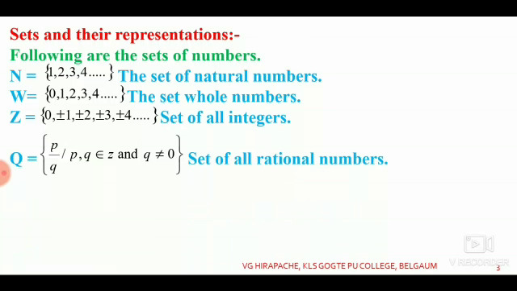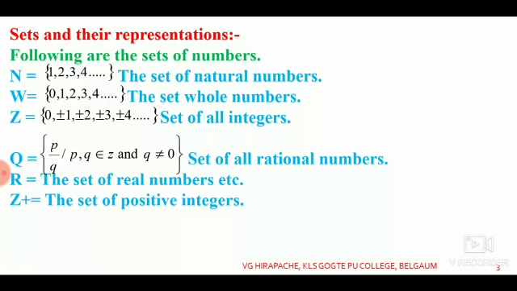We have another set Q is equal to p by q such that p and q are members of integers but q is not equal to 0. Meaning is if q is 0, the number cannot be defined. Such sets are called set of rational numbers. Dear students, we have one more set called R, the set of real numbers. The set of real numbers is the union of rational and irrational sets.